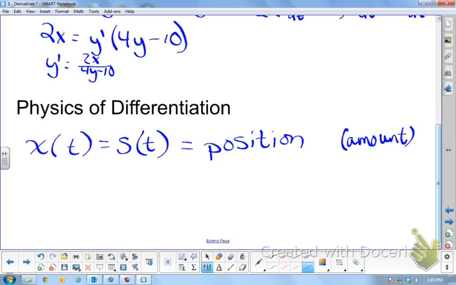And then we had one more. Melinda, what's the derivative of velocity? Is that acceleration? Acceleration.